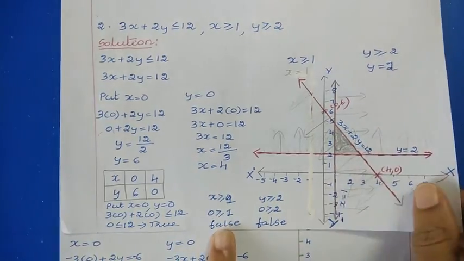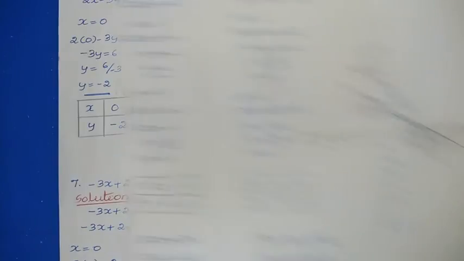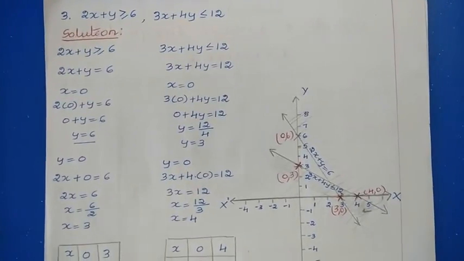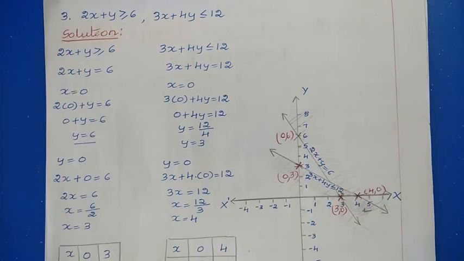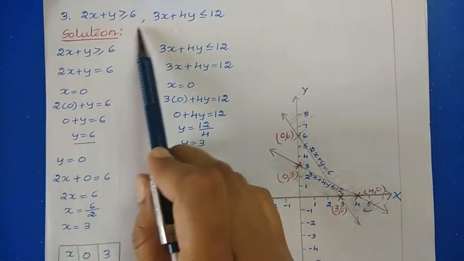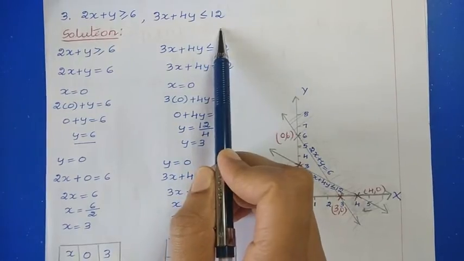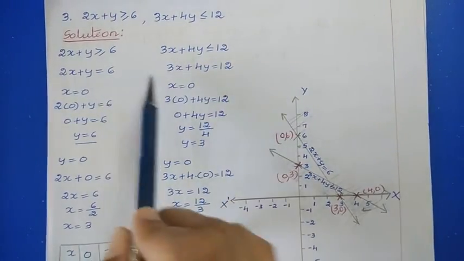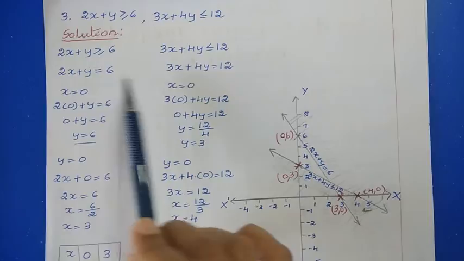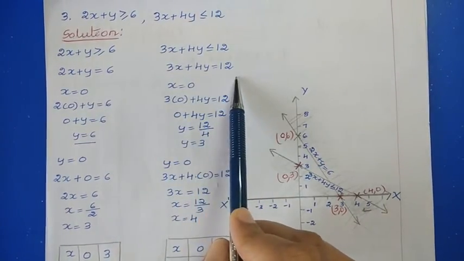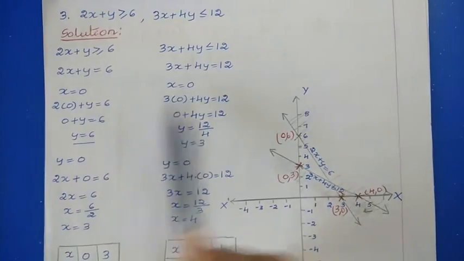So that is about question number 2. Next, question number 3. Question number 3 is 2x plus y is greater than or equal to 6 and 3x plus 4y less than or equal to 12. So the first step is to convert both the inequalities into equality statements, that is 2x plus y is equal to 6 and 3x plus 4y is equal to 12. Now find the solution for both of these.